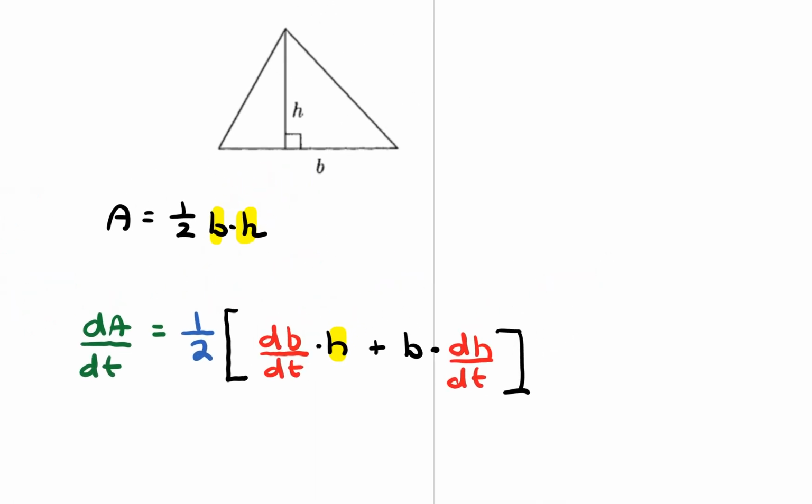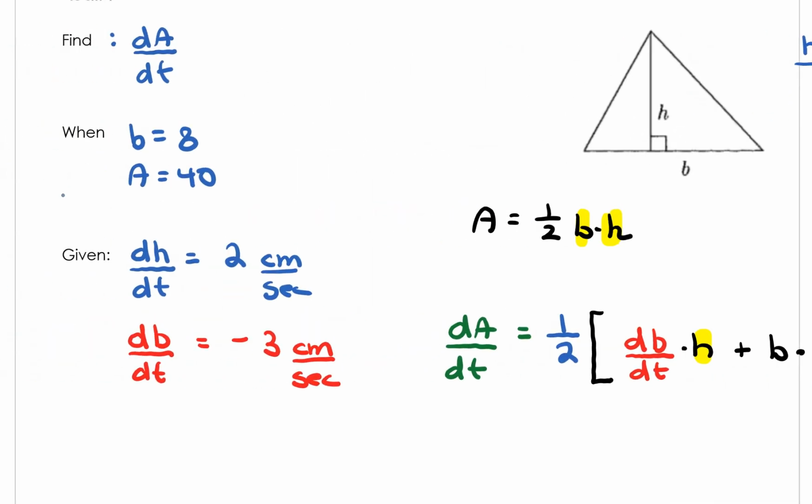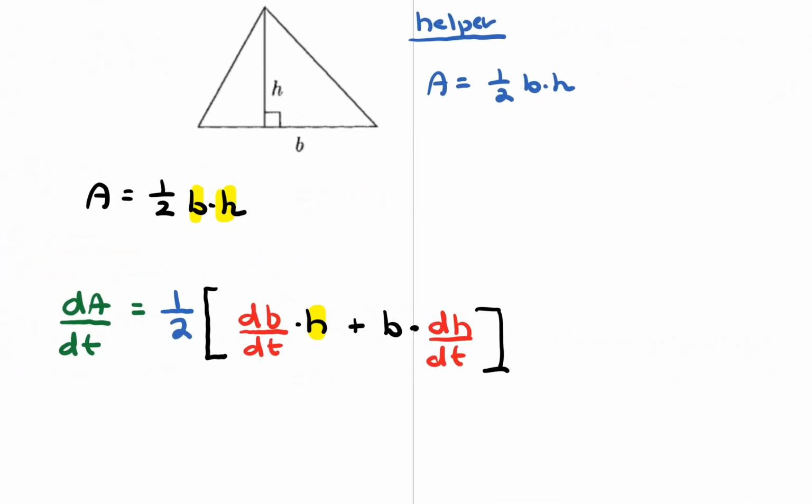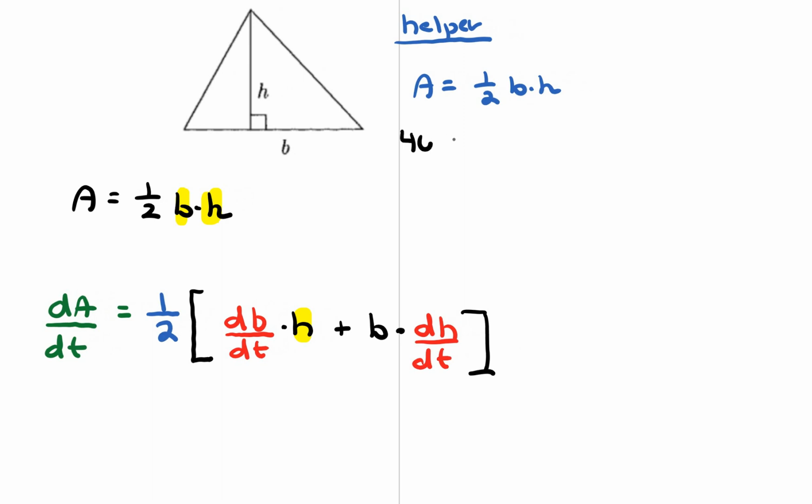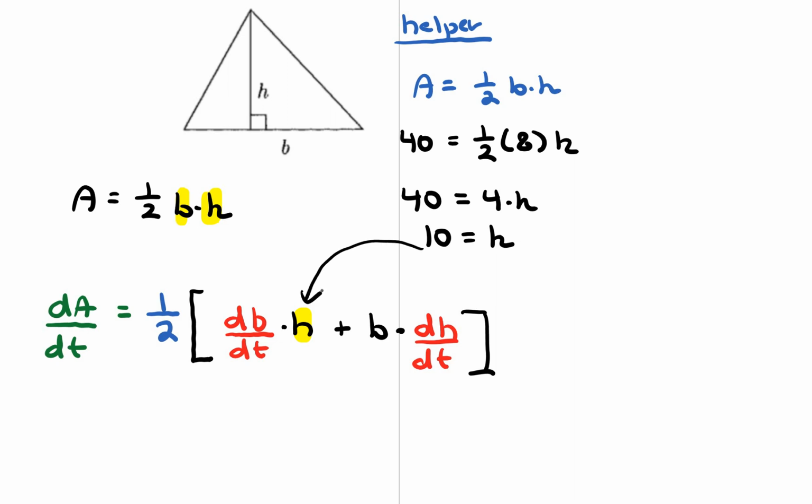And what you have to do is create another helper equation here. And the helper equation is still the area equals 1/2 base times the height. And when we go over to the when section, we know the base is 8 and the area is 40, right? So we have to use that information to find the height. So when the area becomes 40, we know the base will be 8, and we need to find the height there. So this will be 40 on the left-hand side. This will be 4 times h, and it turns out that our height is going to be 10 there. All right, so we're going to use that 10 to replace the variable h as we finish off this particular problem.